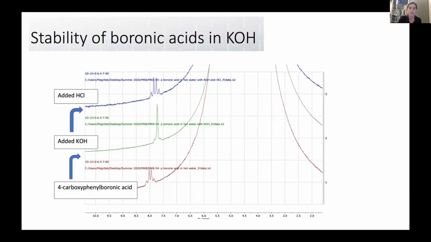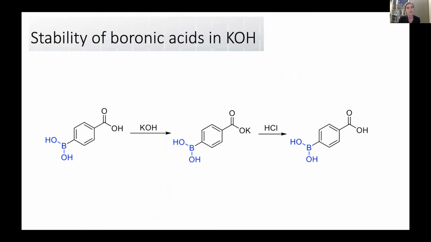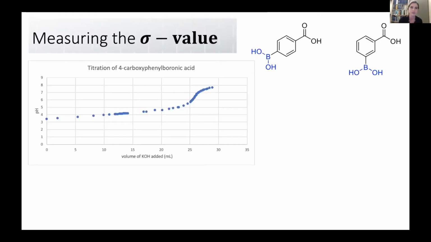So that tells us that what had happened here was when we added KOH, the proton was replaced with potassium, and adding HCl then caused the neutralization to occur between KOH and HCl. And that means that there really was not a breakdown of the product that we were interested in. This tells us that we can use titrations using KOH without boronic acids breaking down. So we went ahead and did those titrations.